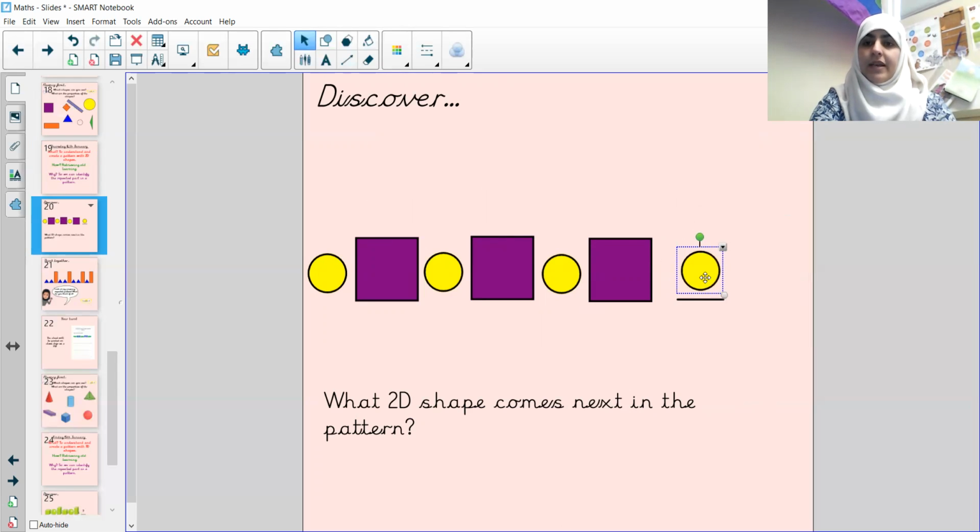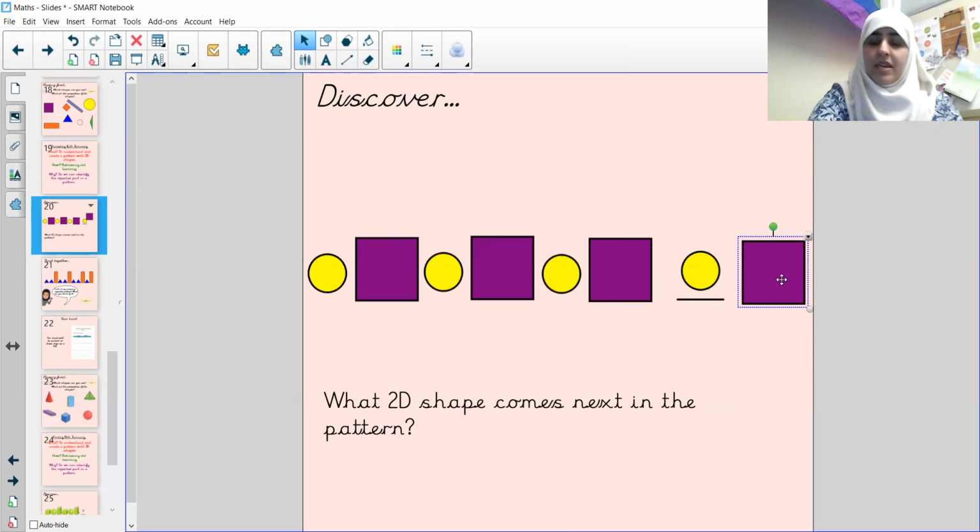If you want to extend your learning, go back to the pattern: circle, square. Join in with me: circle, square, circle, square, circle, square. You're right, so there will be a square here too, and you can see me doing that. Here is a repeated pattern. They are the same, the shapes are repeated. Well done, perfect.